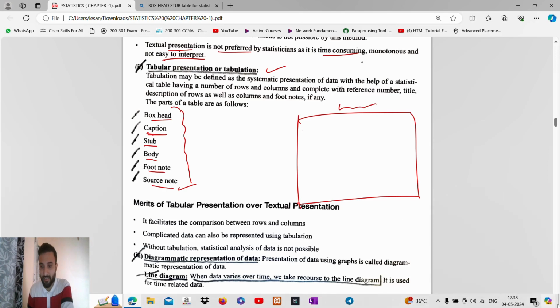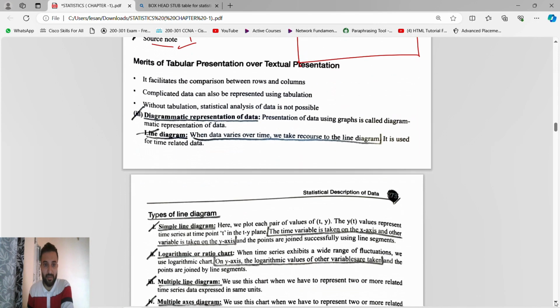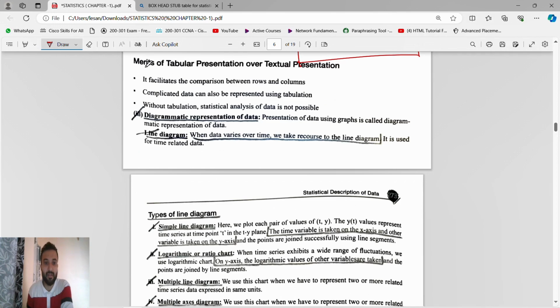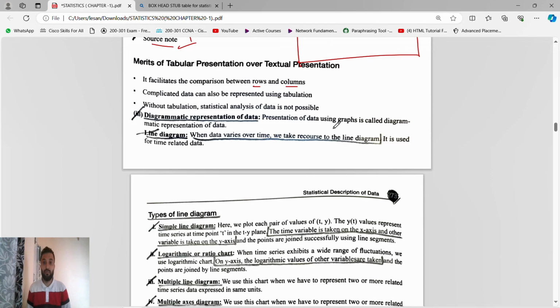So this is tabular presentation. Tabular presentation makes it very easy to compare between rows and columns. The best example is the menu card. When you go to a restaurant, you see how nicely the menu card is separated: one column is the item name, another column is their price. It becomes very easy.